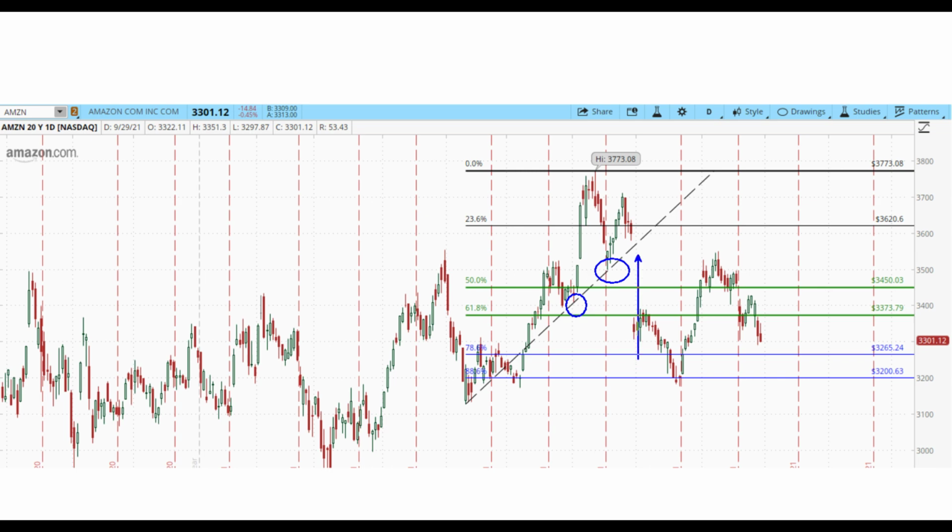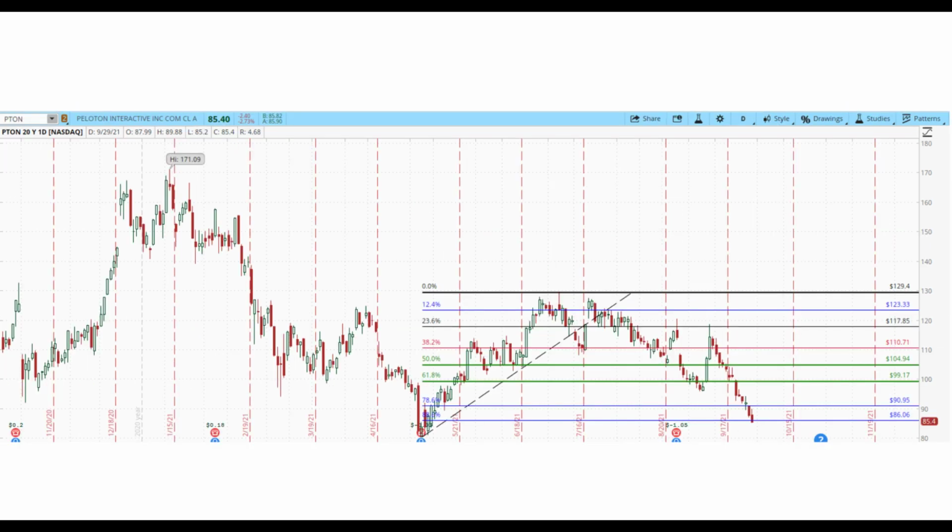It just went down straight from there. All right, I'm gonna give you another example of this. Okay, this is an example of Peloton. All right, so take a look at this chart.